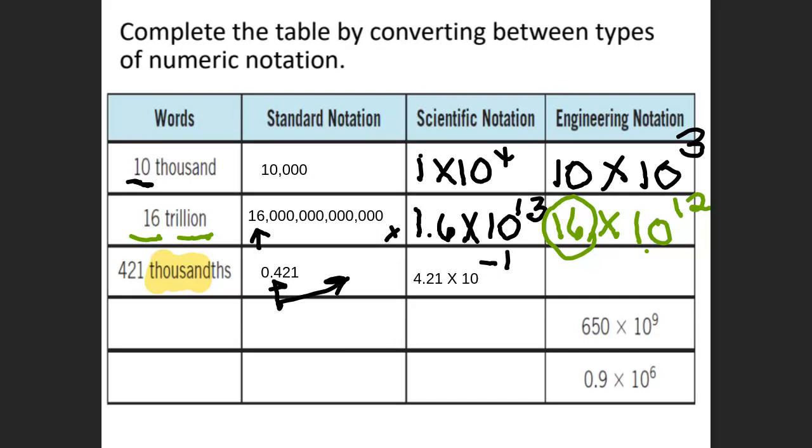Now, engineering notation. I'm going to write the number 421 thousandths times 10 to the -3. Because how many zeros are in the number 1,000?